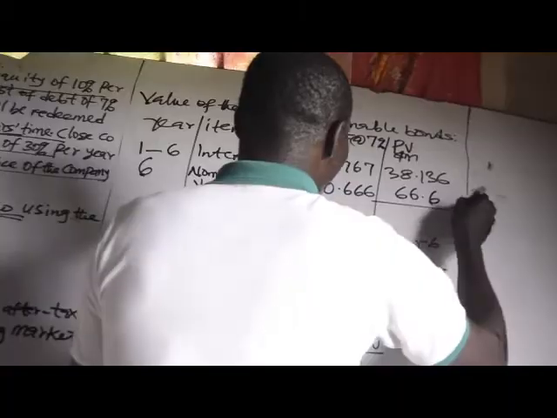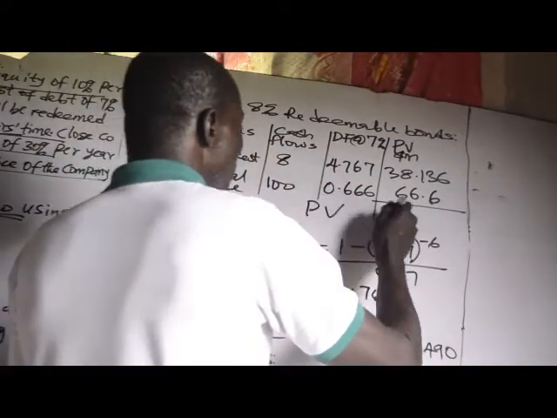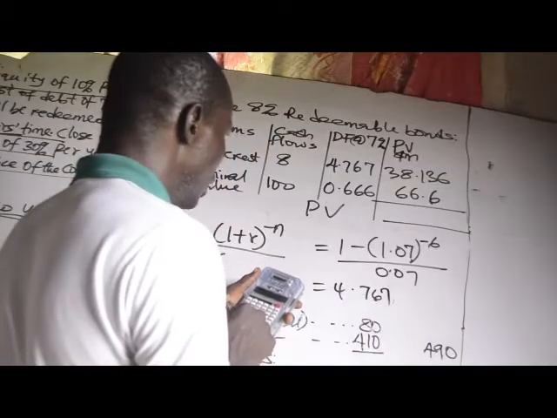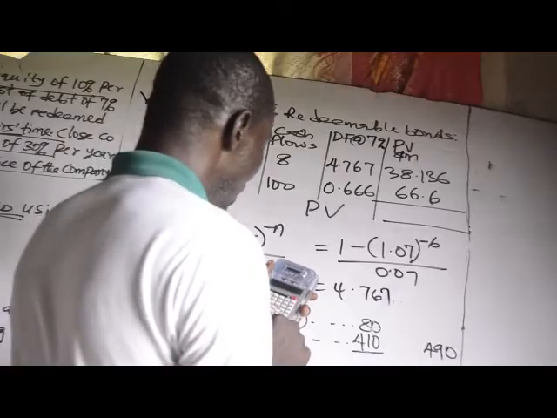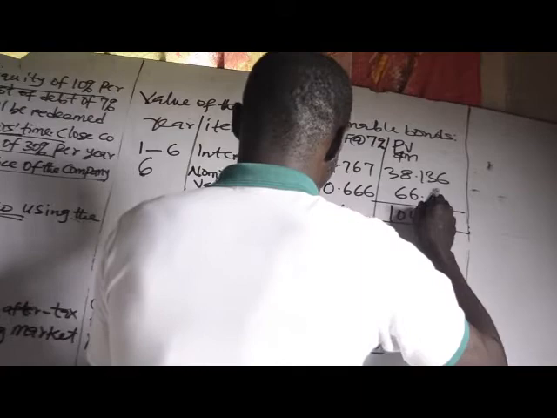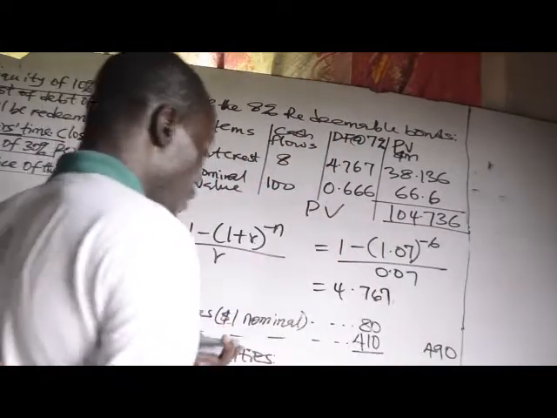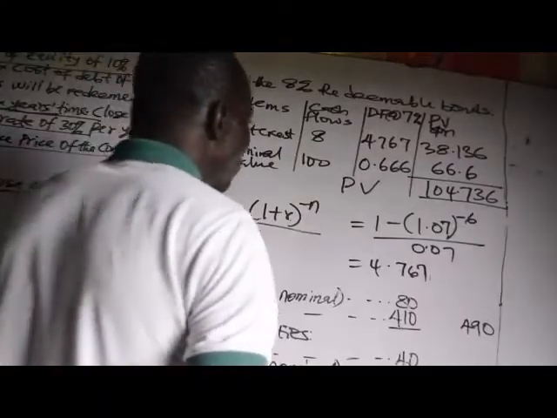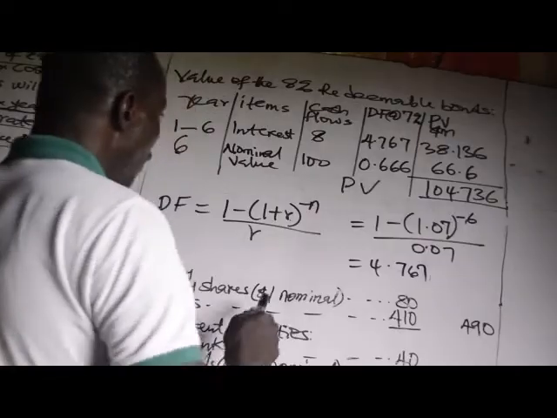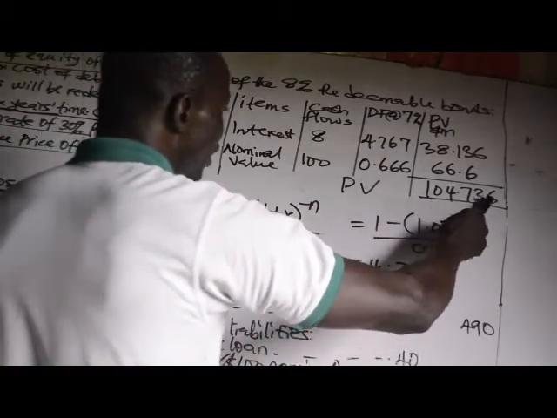66.6. So when you add it, the present value will be the sum of that plus 38.136. So we have 104.736. That is the value of the bonds. Now, what will be the total market value of all the bonds? The market value per bond is 104.736.